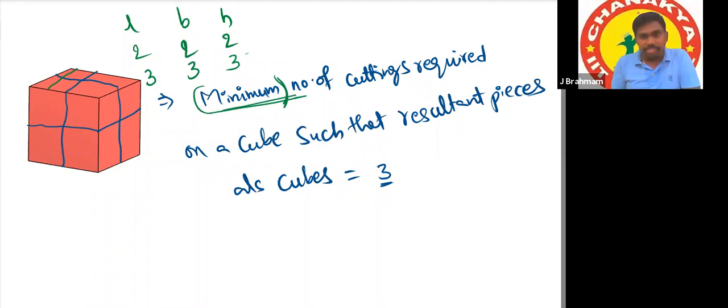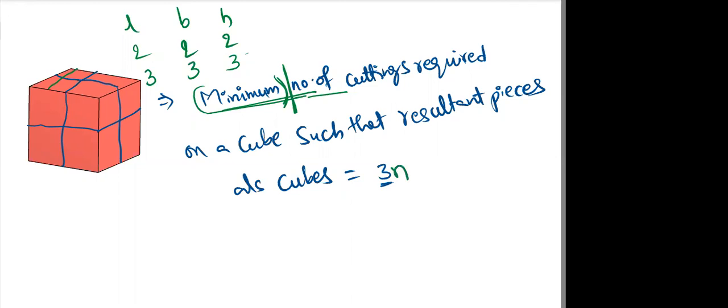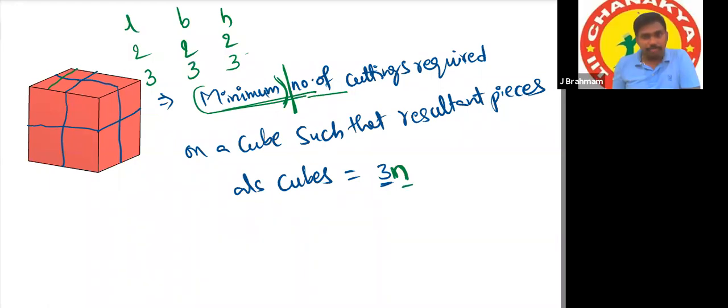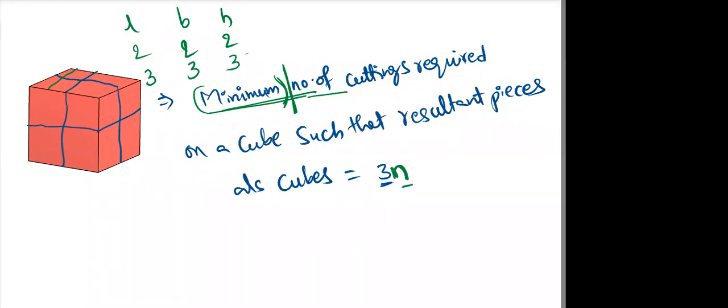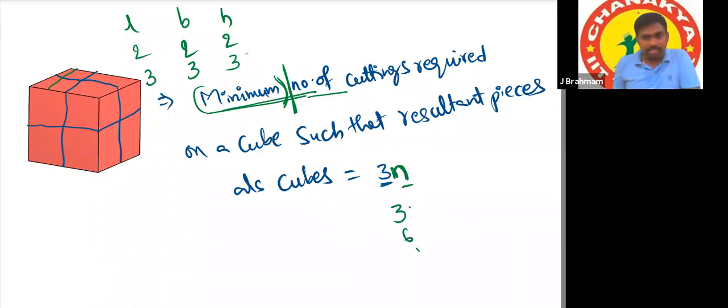Suppose I have not mentioned minimum, and the question is the number of cuttings required on a cube such that resultant pieces are also cubes. We can take this as multiples of 3, 3n, where n is the number of cuttings. Yes or no? First multiple of 3 is 3, second multiple of 3 is 6, next multiple is 9, and so on. So minimum number is 3.